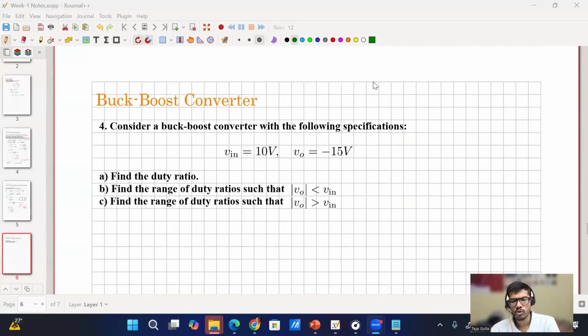Okay, if no queries, then let us solve another problem on a buck-boost converter where input voltage is 10 volt and V naught is minus 15 volt. The first question is to find the duty ratio, and the subsequent questions are what will be the range of duty ratio such that mod V naught is less than V in, and what will be the range of duty ratio such that mod V naught is greater than V in. So I'm considering magnitude and not the absolute value.